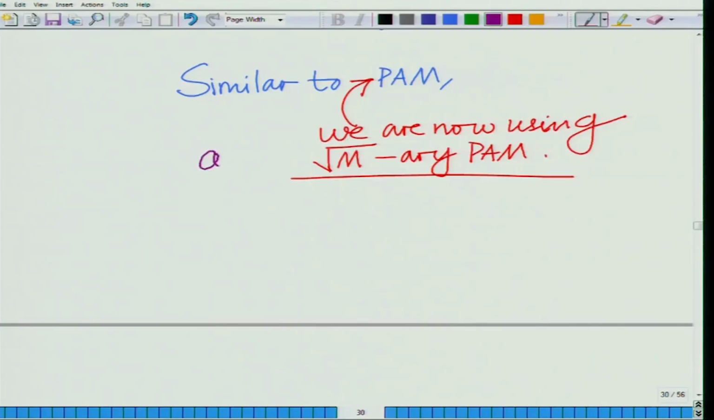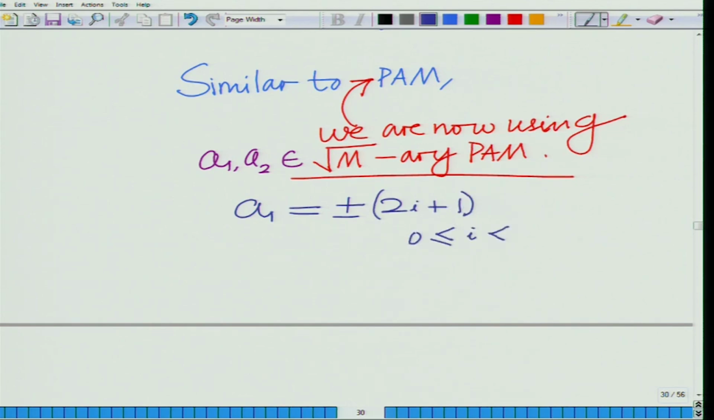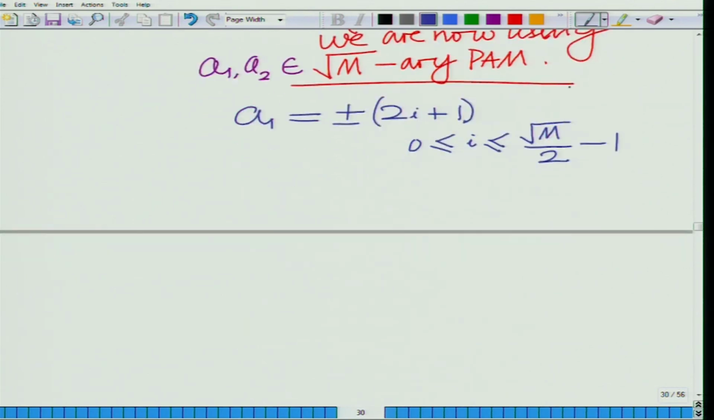A1, A2 belong to a square root of M-ary PAM, which means that A1 equals plus or minus (2i plus 1), with 0 less than or equal to i. Remember, in M-ary PAM we have 0 less than or equal to i less than or equal to M by 2 minus 1. Naturally, I have to replace M by square root of M, so this will be square root of M by 2 minus 1.